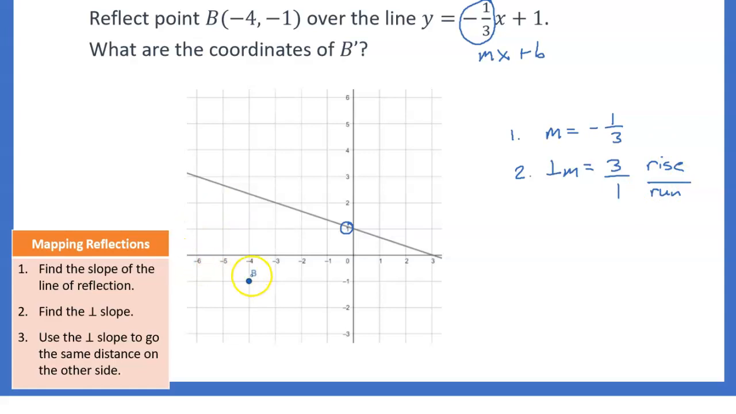So now we'll start at B, and we're going to follow that slope, rise of 3, run of 1. We're going to go toward the line of reflection. So rise of 1, 2, 3, run of 1. And we run into the line of reflection right there. So that was one slope step. That means we need to go one slope step on the other side. 1, 2, 3, and run of 1. So that's one slope step over here. That leaves us at our image, B prime.